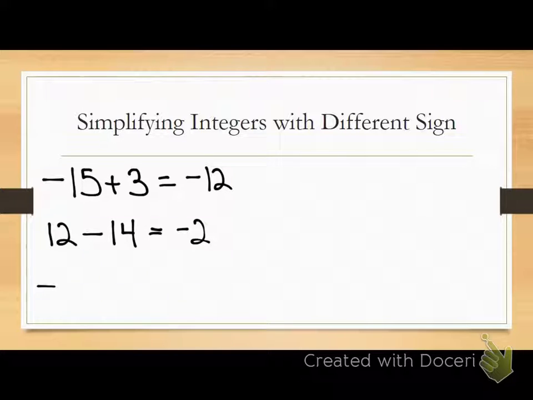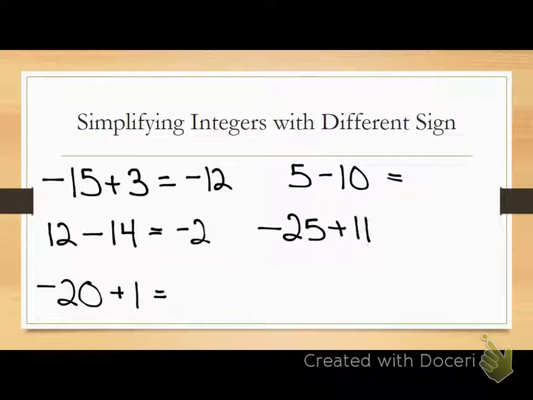Think about it this way. If you're at 12, what's 12 minus 12? 0. So if you go 2 more, that's negative 2. All right, what about negative 20 plus 1? 5 minus 10, negative 25 plus 11, and negative 40 plus 5?